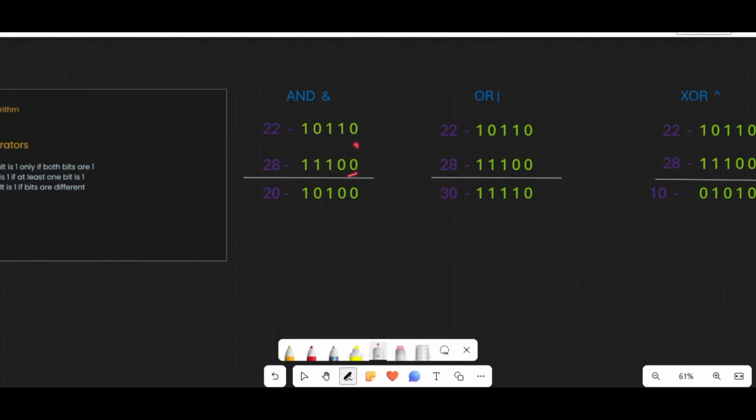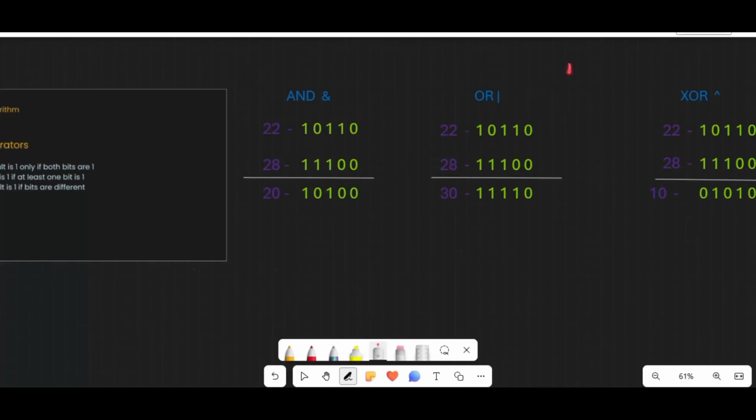If you have 0 in any of the bits, then that will result in 0. You have 1, 0, 0, 1, 1. Here we have both bits as 1, so it will result in 1. You have 0, 1, 0, 1, 1. Again it will be 1, right? So this is all about the AND operator.